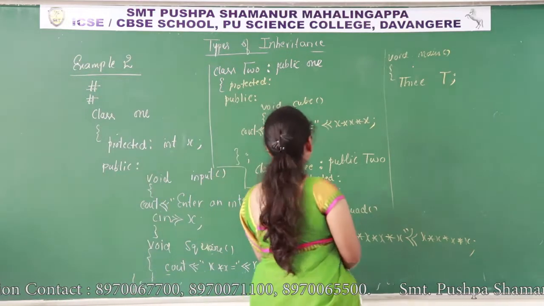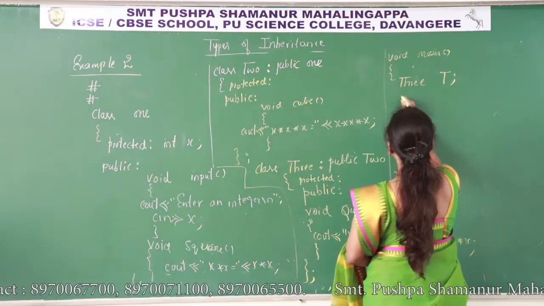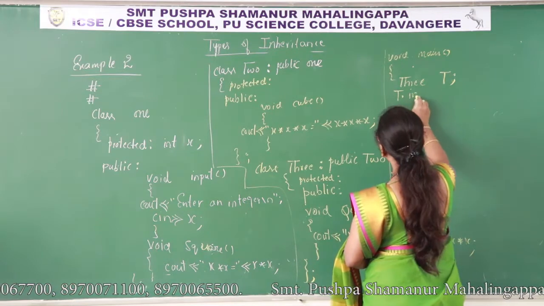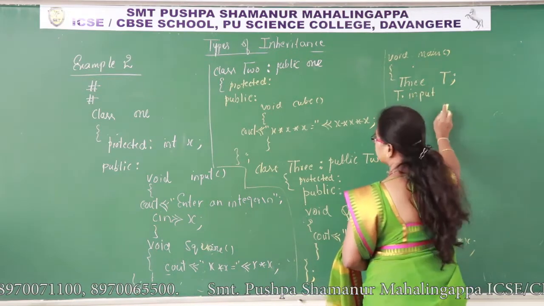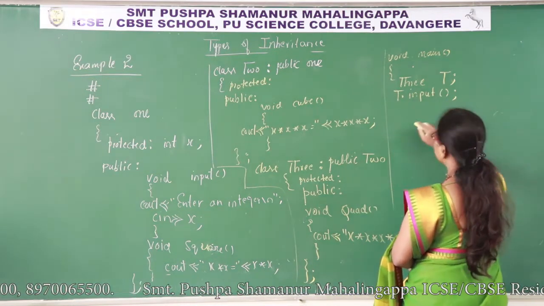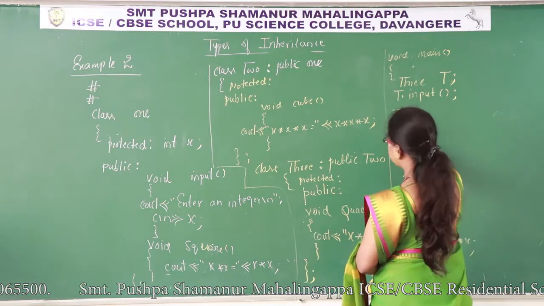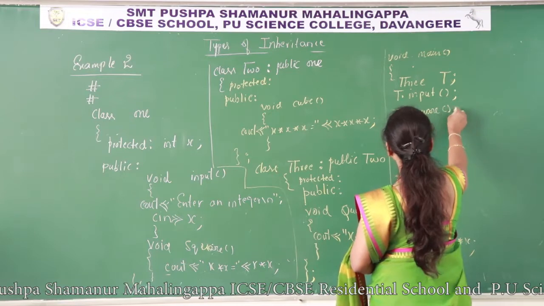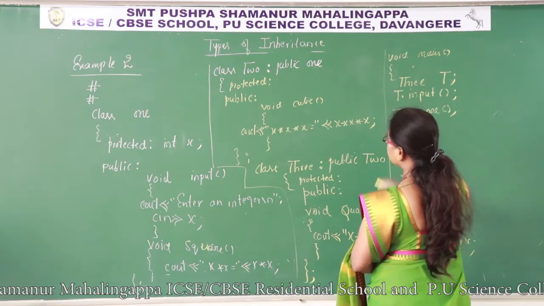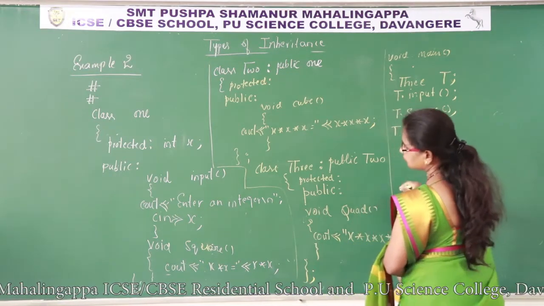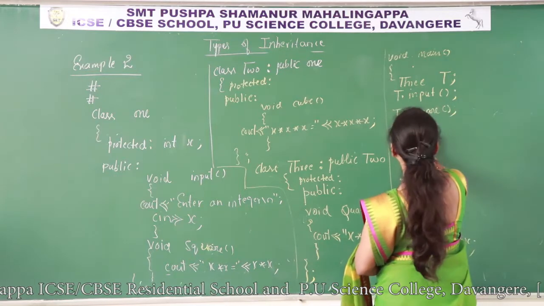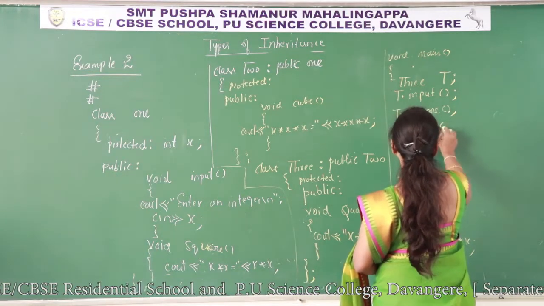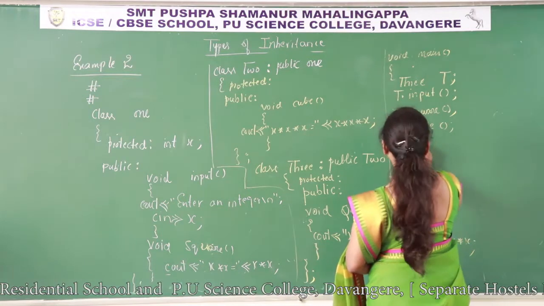So which function do you want to execute first? Input function. T dot input. Then T dot square. T dot, what is the other function? Cube. And T dot quad.